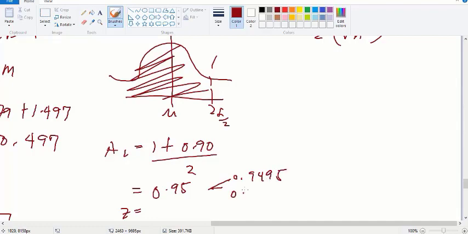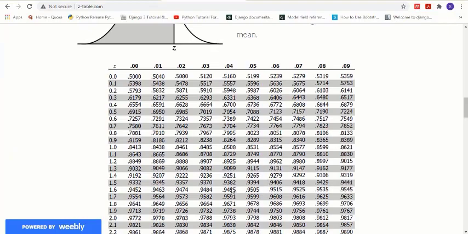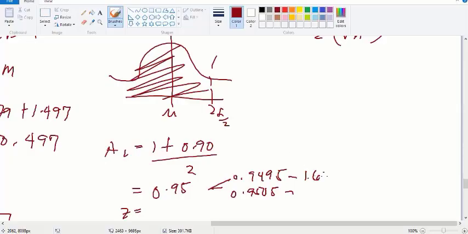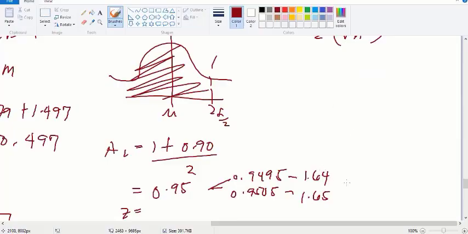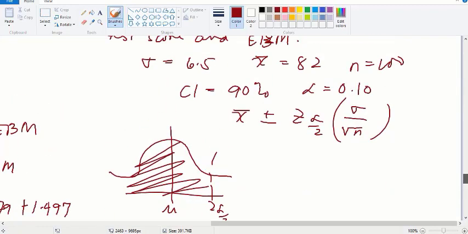0.9495 at saka 0.9505. Kunin natin yung z values nitong dalawa. That is 1.64 at saka 1.65. Tama ba? 1.65 ba yung isa? Okay. So, kunin natin yung average nito para yun yung gamitin nating z value. So, 1.64 plus 1.65 divided by 2. That is 1.645.